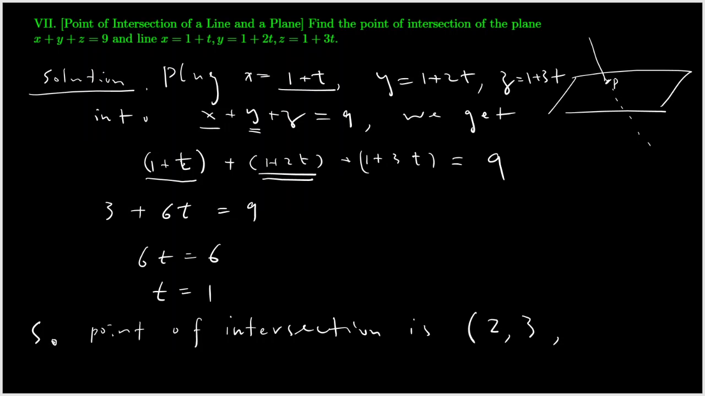And the z coordinate of the point is 4, right? You just look at here. So z is 1 plus 3t. T value is 1, right? 1 plus 3 is 4. That's how we get a point of intersection.